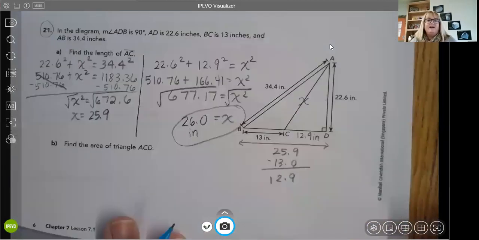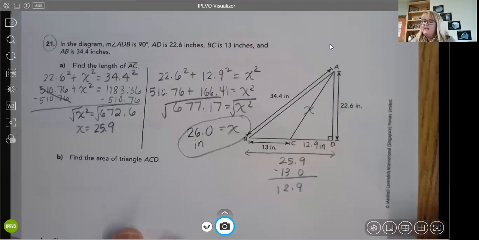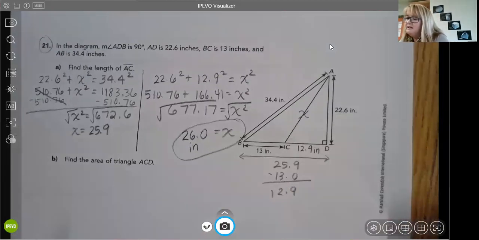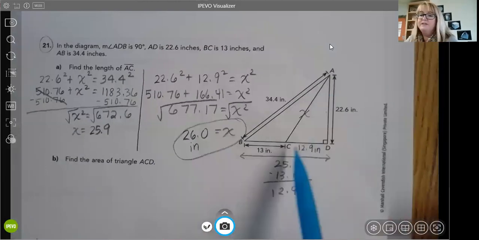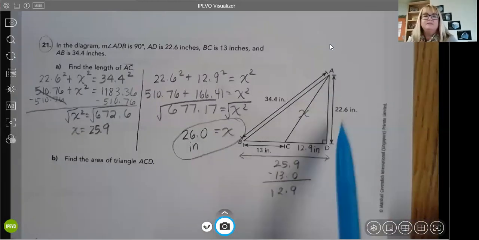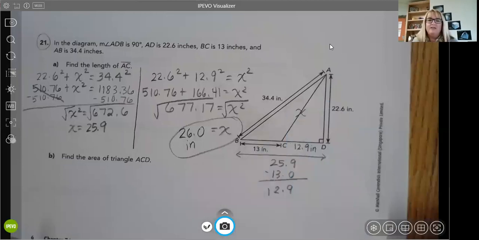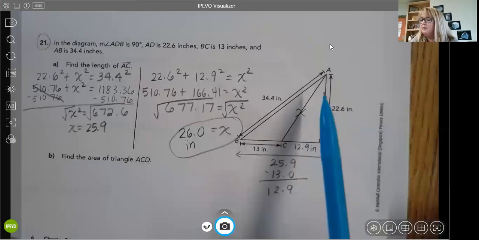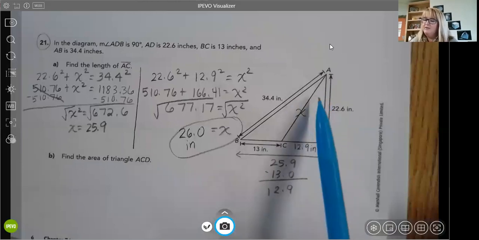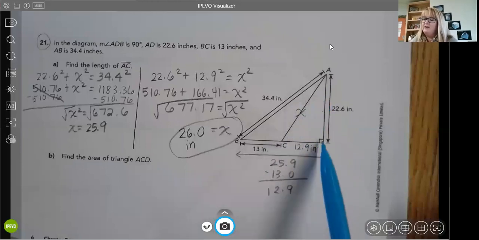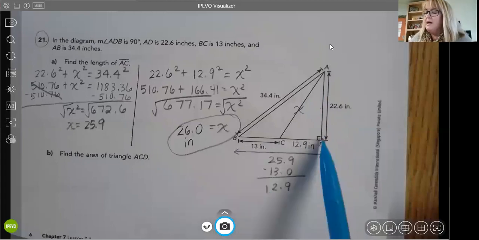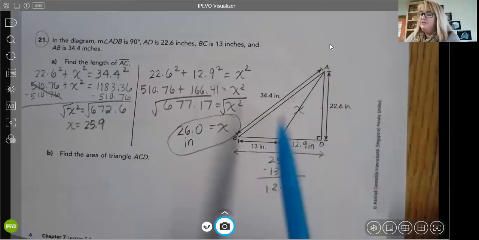Part B says find the area of the triangle ACD. So ACD, we are looking for the small one. It's always important that you check out the name and then figure out which one it was, because when I looked at this earlier, I wasn't as careful and I was thinking if we were finding the area of the large one. Okay, so how do you find the area of a triangle?